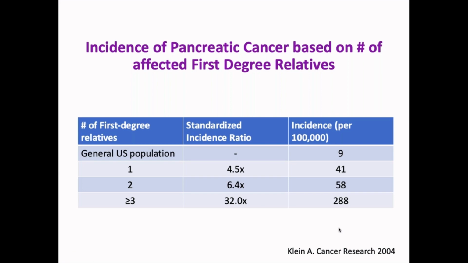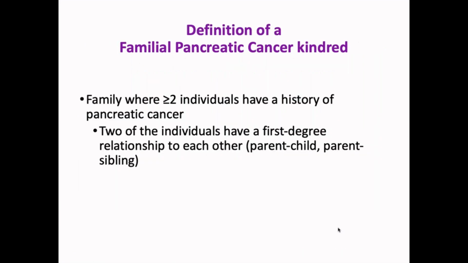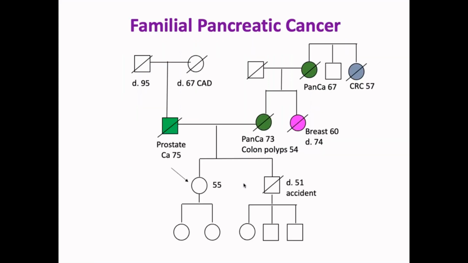And this is where the data really comes from in defining a familial pancreatic cancer kindred, which is a family where there are at least 2 or more individuals with a history of pancreatic cancer, and at least 2 of the individuals have a close degree relationship, a first-degree relationship to each other. So a parent-child relationship, a sibling relationship. And here is a pedigree to highlight and define a familial pancreatic cancer kindred.